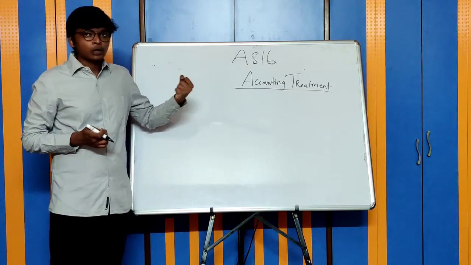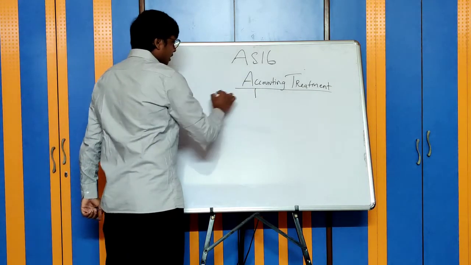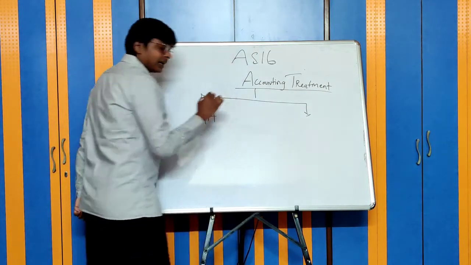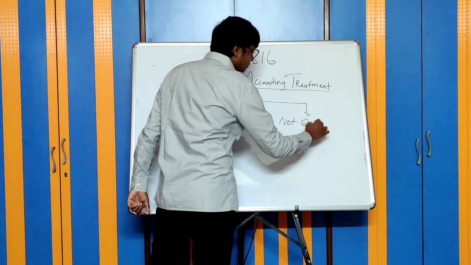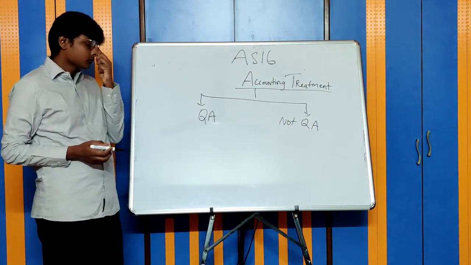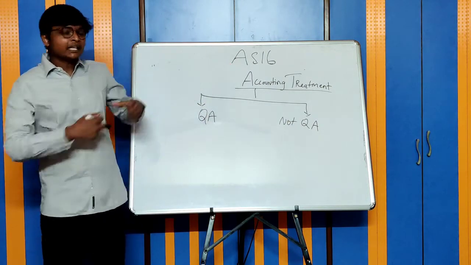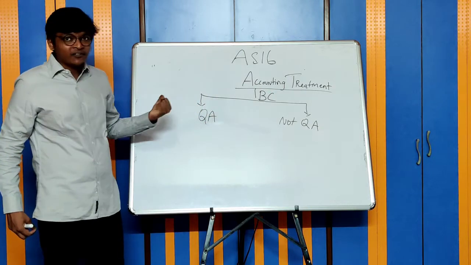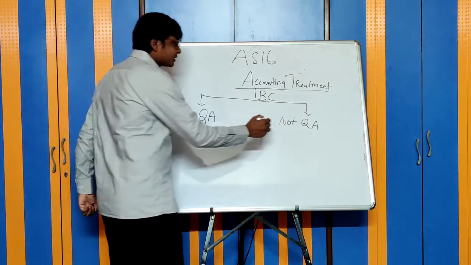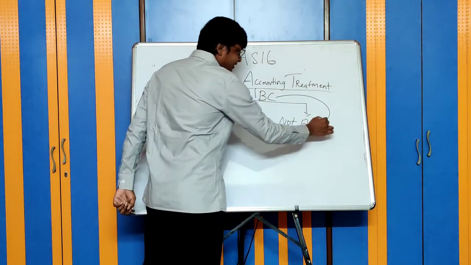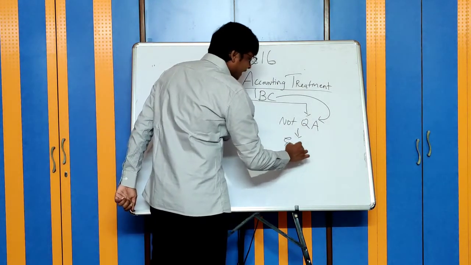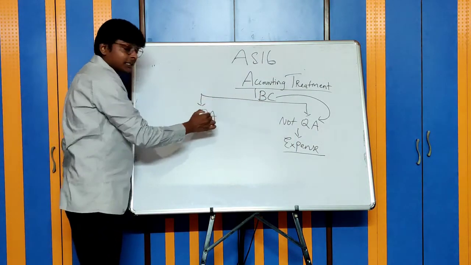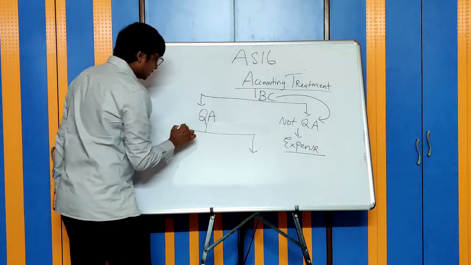Now, accounting treatment. Before we get into accounting treatment, there is a small chart which you should know. First, check if borrowing cost is incurred for a qualifying asset or not. Accounting treatment of borrowing cost: first you have to check if the borrowing cost is incurred for a qualifying asset or not. If it is not incurred for a qualifying asset, meaning borrowing cost is incurred but the asset is not a qualifying asset, then I will expense my borrowing cost, take it to the debit side of my profit and loss account. Where borrowing cost is incurred for a qualifying asset, you will further drill it down.